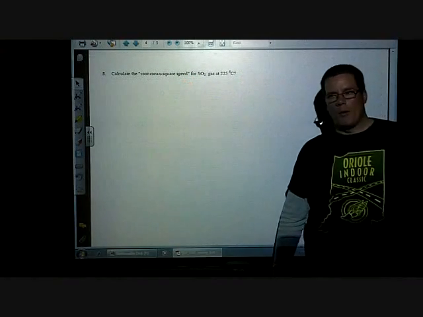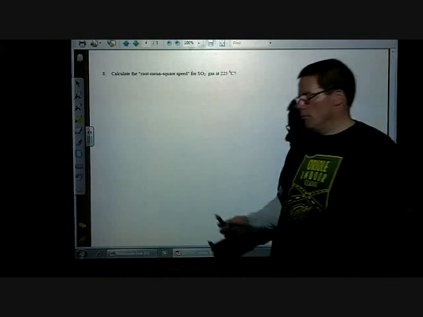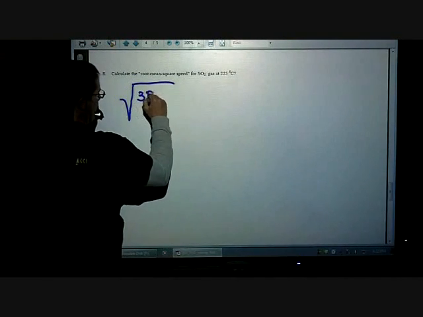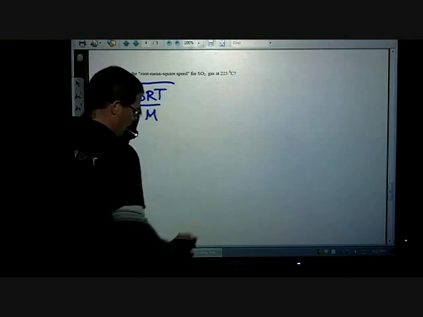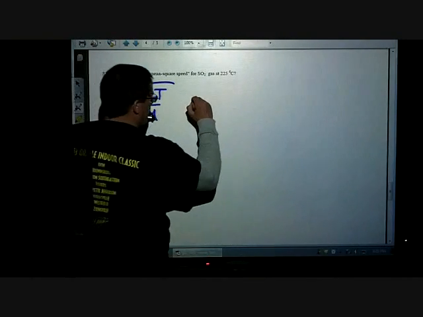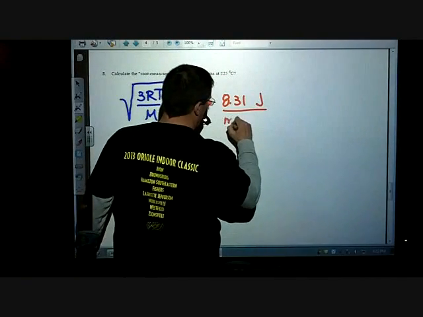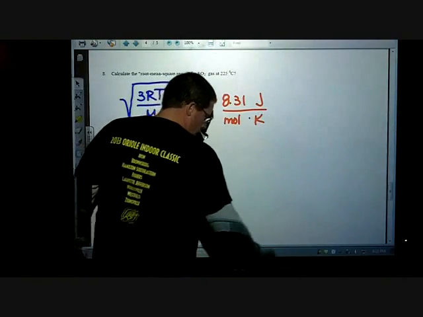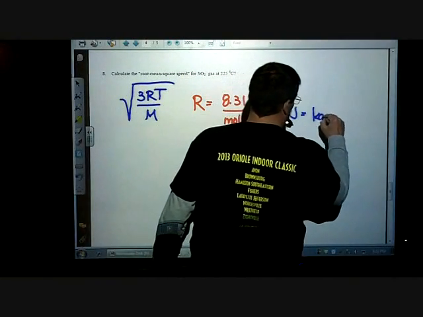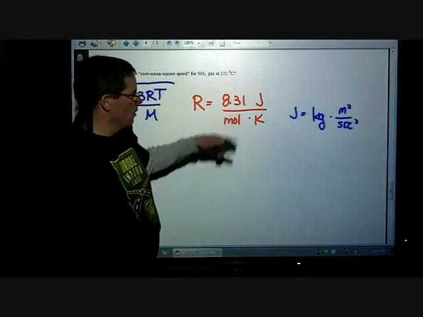Number 8. And I'll be willing to bet that a lot of you have been waiting for this problem, or anticipating this problem. When it says the root mean square speed, the equation that you'll be using for this is, we have the radical, 3RT over big M. Okay. Couple things to remember about this equation. Number 1, the R value here is 8.31 joule over mole Kelvin. The other thing that we have to recall or remember is that a joule is equal to a kilogram meter squared per second squared.